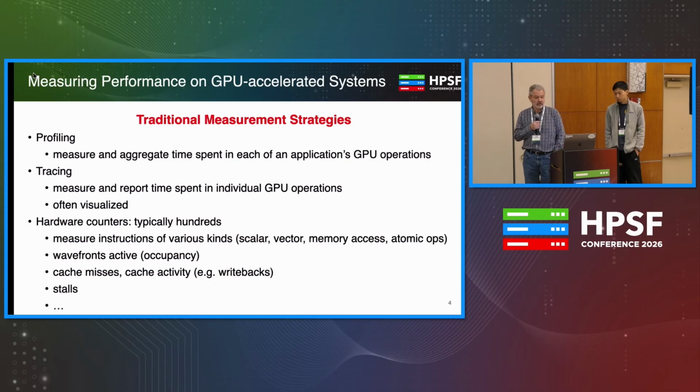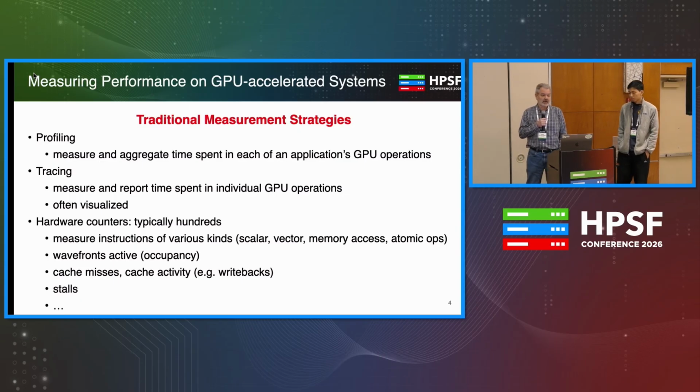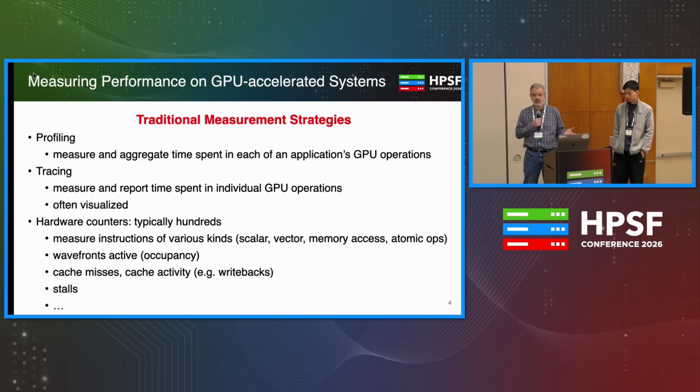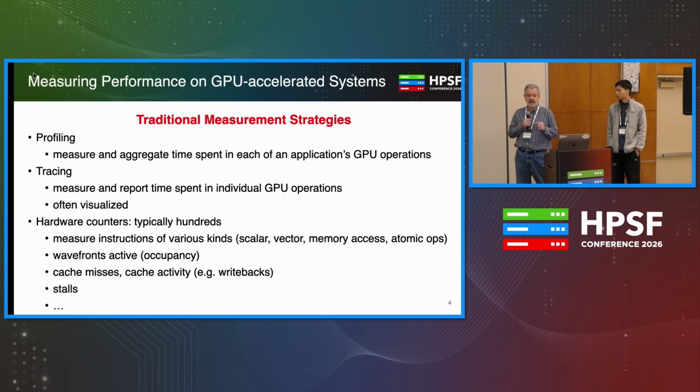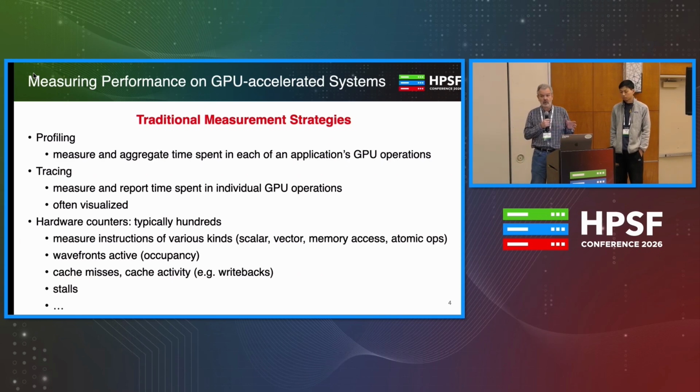First, for just a little bit of level setting, when people are measuring performance on GPU accelerated applications, they're using profiling, which measures the time that's spent in each of an application's operations, and that might be kernel launches and data copies typically. You also do tracing, where you're measuring and reporting the time in individual GPU operations, and often you use these traces to visualize things over time to see how the execution is progressing.